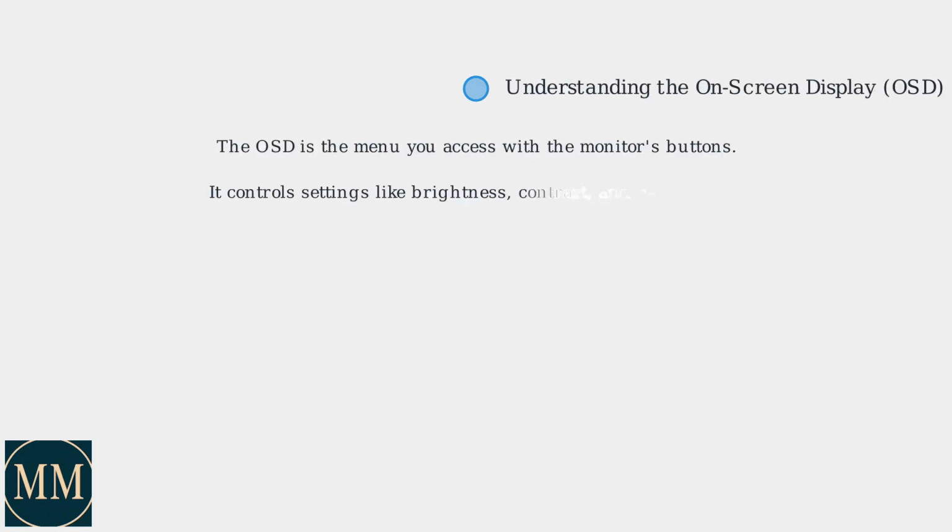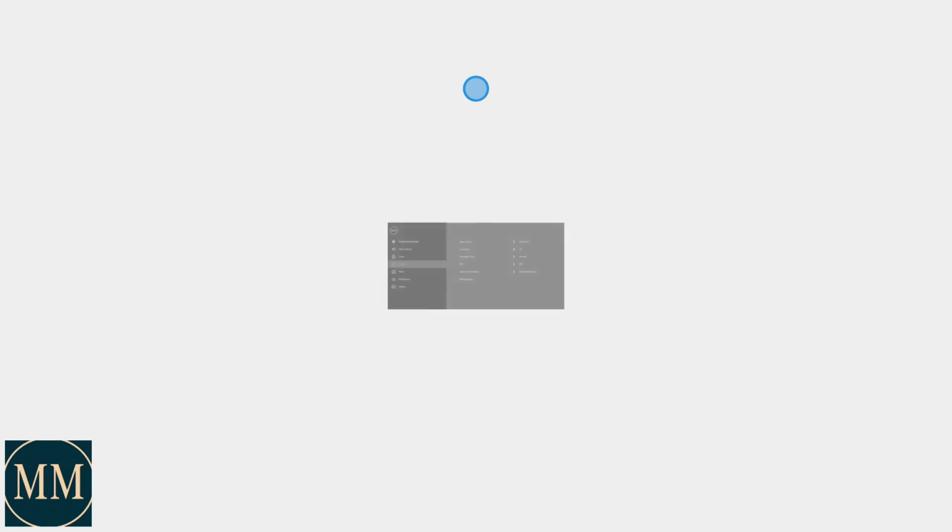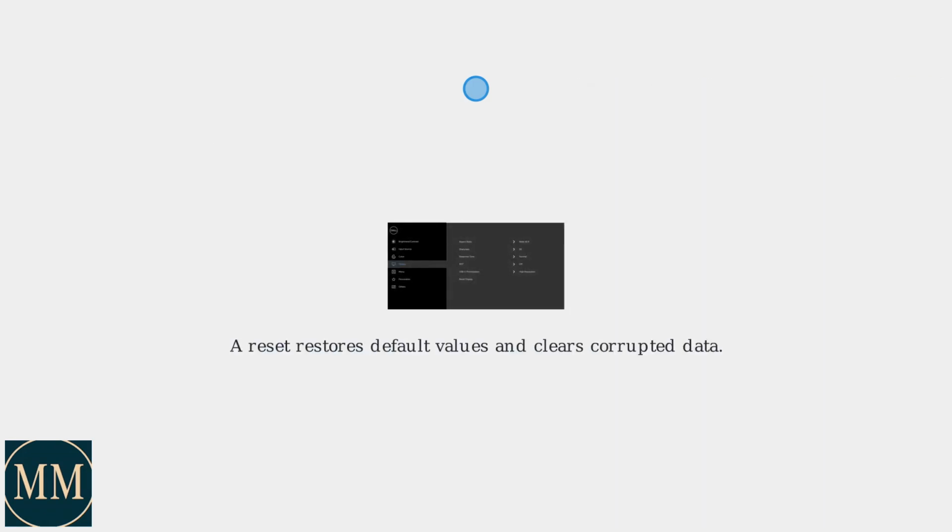The on-screen display, or OSD, is the menu system you access using the physical buttons on your ASUS monitor. This menu allows you to adjust essential settings like brightness, contrast, and refresh rate directly on the monitor. To perform a reset, which restores default settings and clears any corrupted data, access the OSD menu and locate the reset option. Navigate using the monitor buttons, select the reset, and confirm your choice.